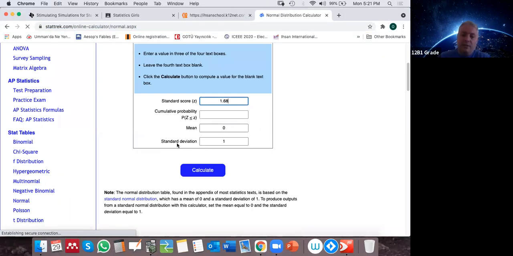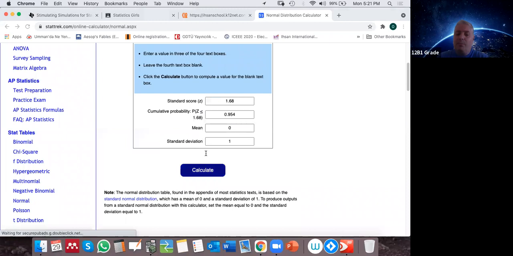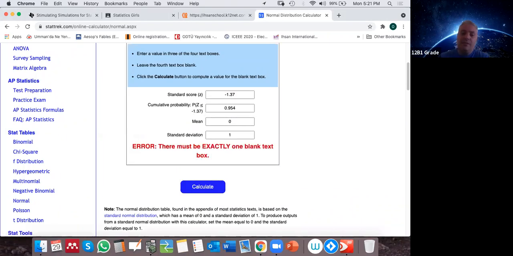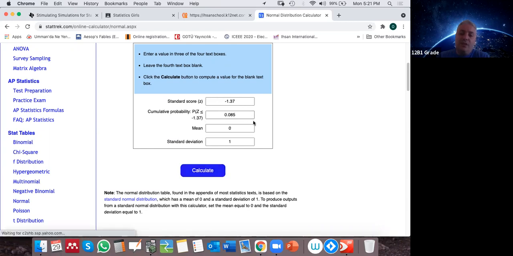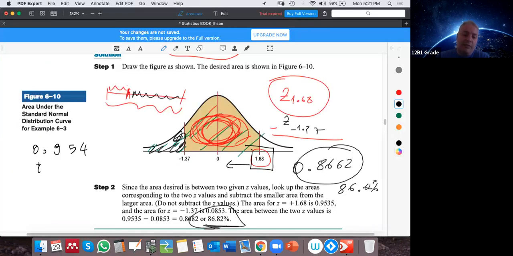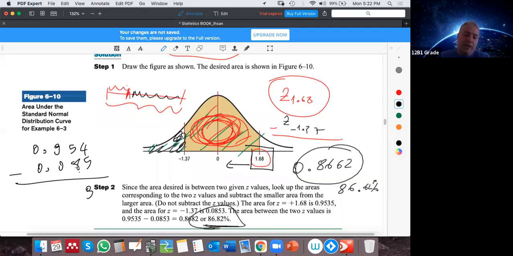1.68 for calculate. Okay, refresh the page now. 0.954, and then negative 1.37. Okay, let us refresh the website. Negative 1.37 and calculate. 0.085, and then just subtract them. So 14,594 minus 8... no, 14,868.